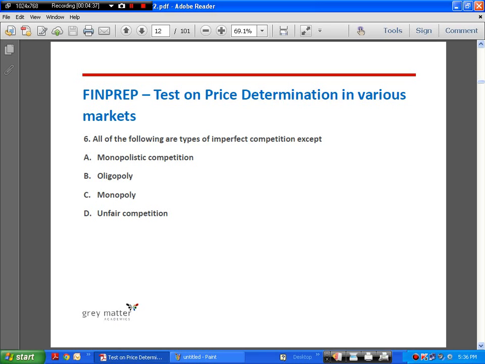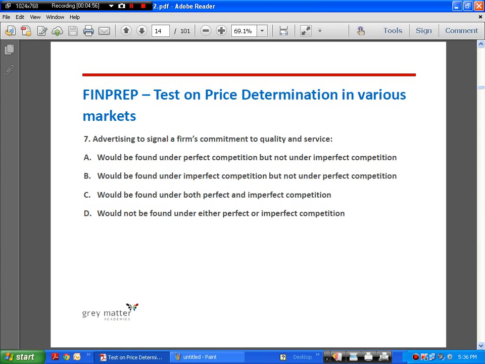The sixth question. All of the following are types of imperfect competition except. Perfect competition, oligopoly, monopoly are all types of imperfect markets. Therefore, the odd one out is option D, unfair competition.